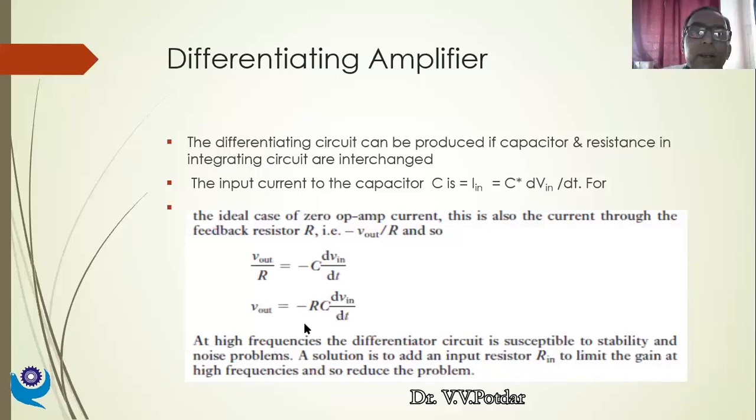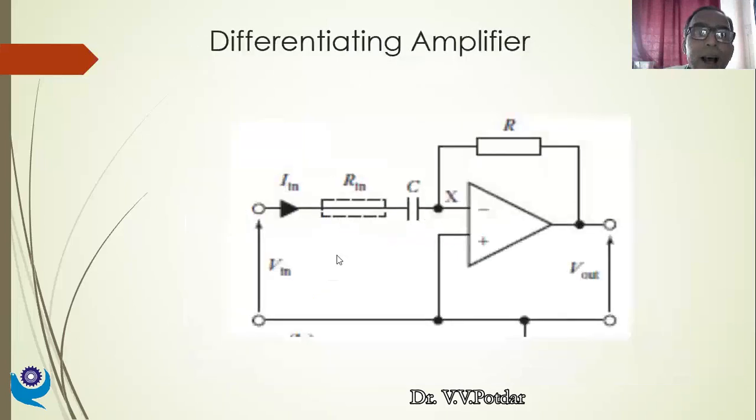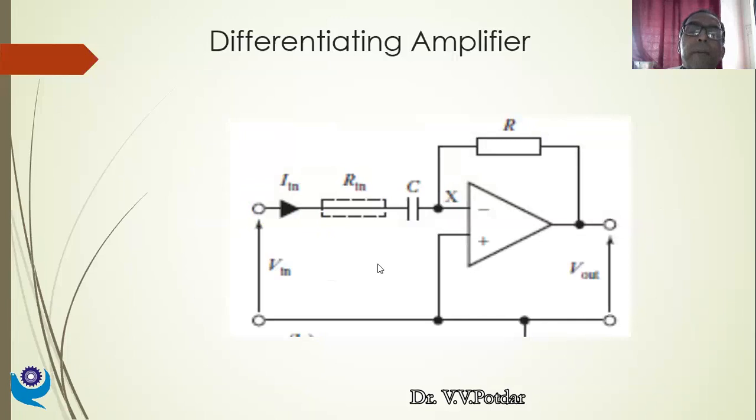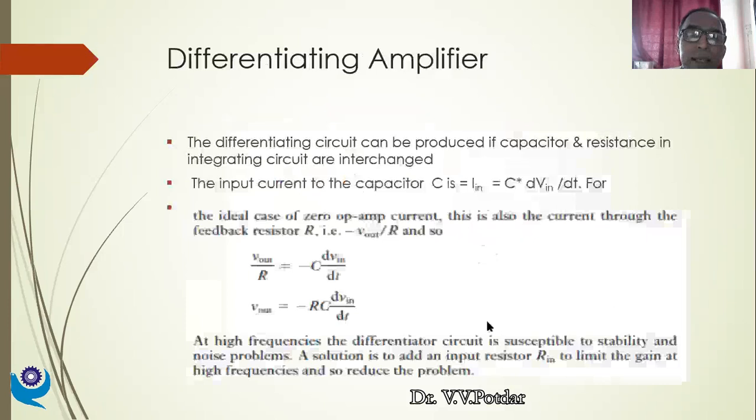The significance of this dotted R mentioned here: at high frequencies, the differentiator circuit is susceptible to instability, and some external noise problems are there. To suppress this instability and noise, the solution is to add an input resistor Rin to limit the gain at high frequencies. So to reduce the instability and noise problem, we introduce this Rin as a stabilizing resistor.